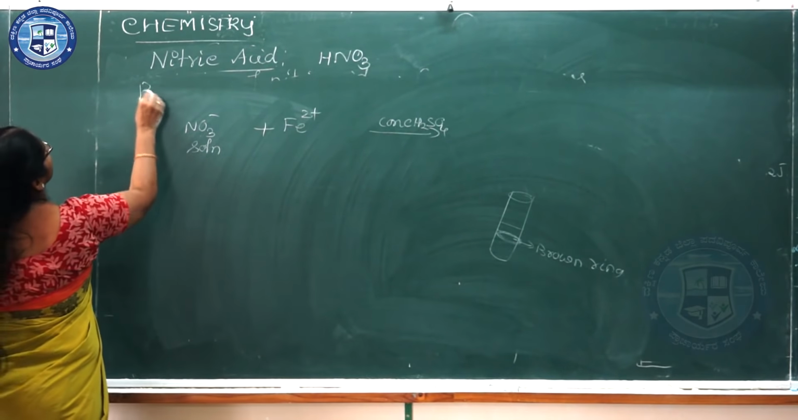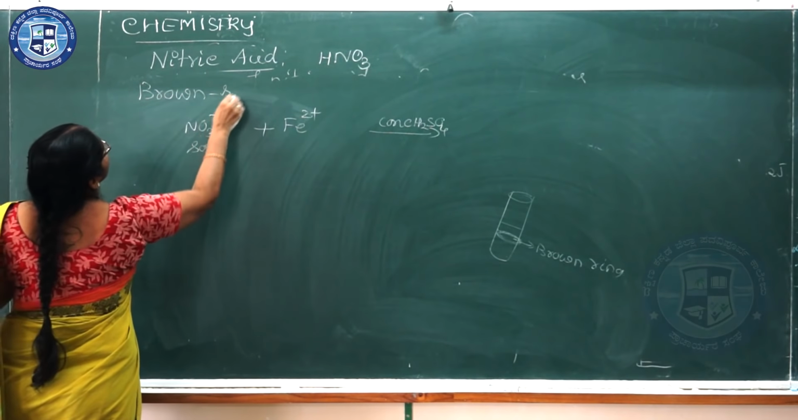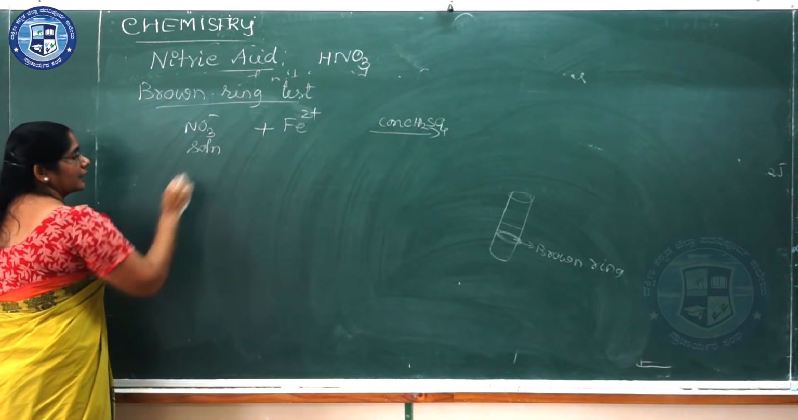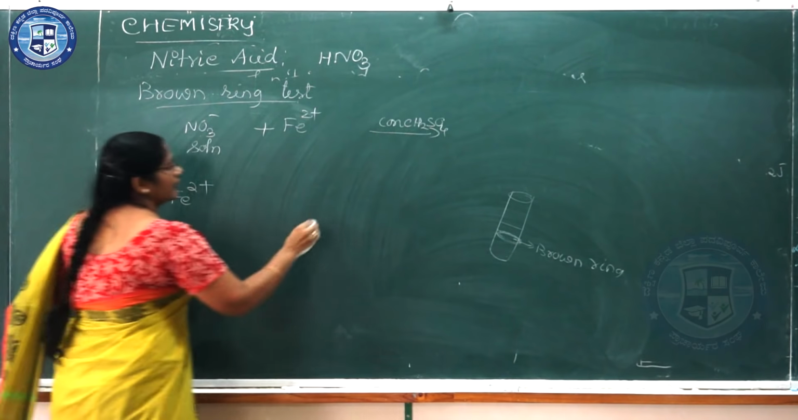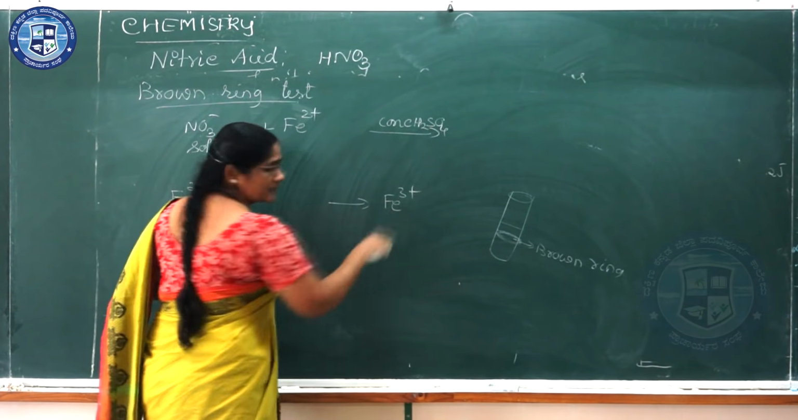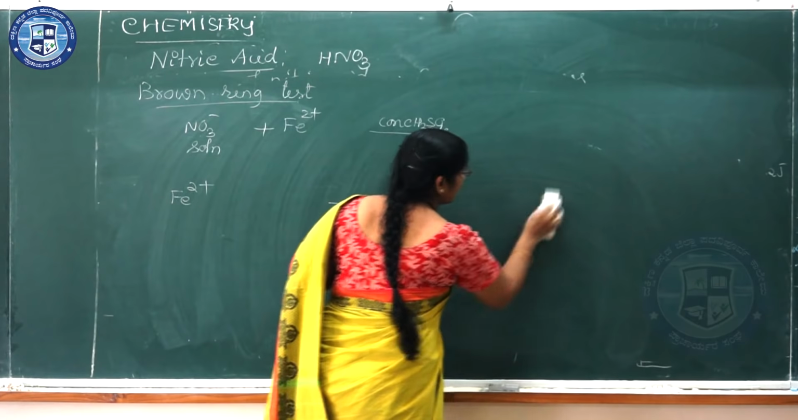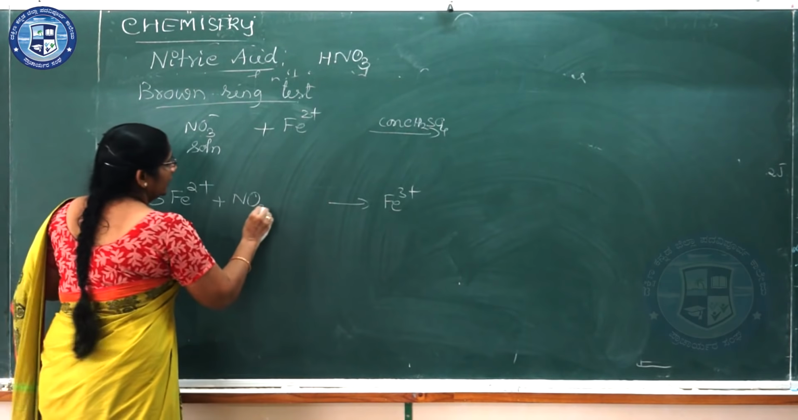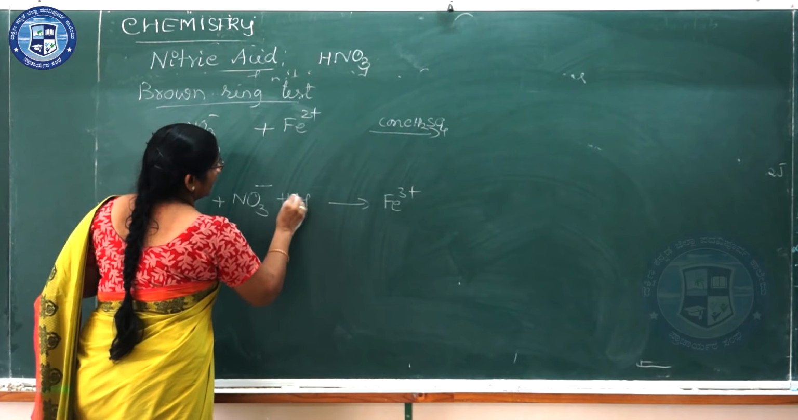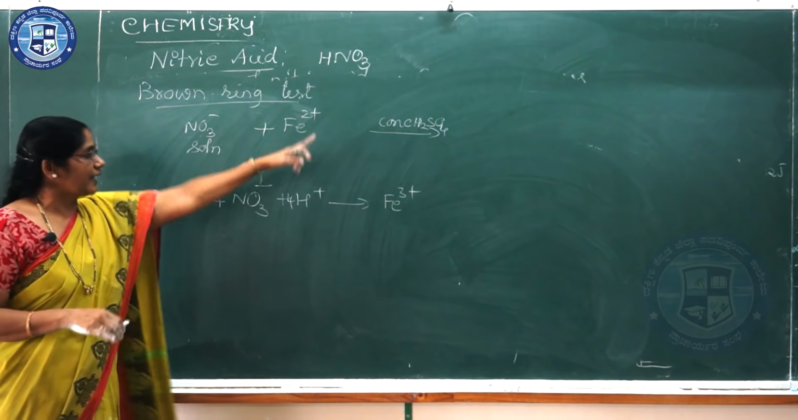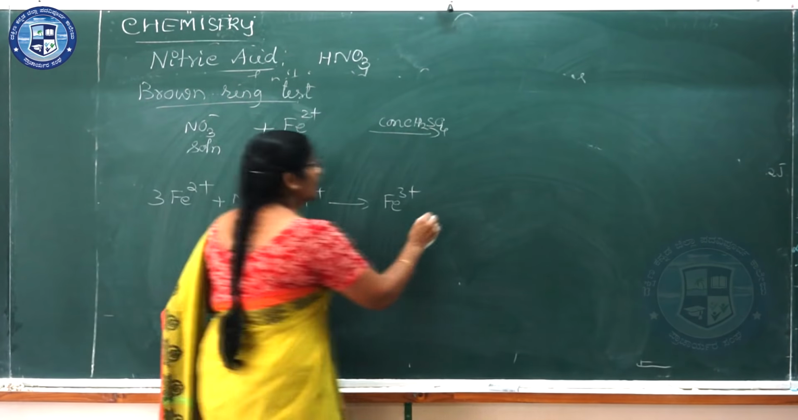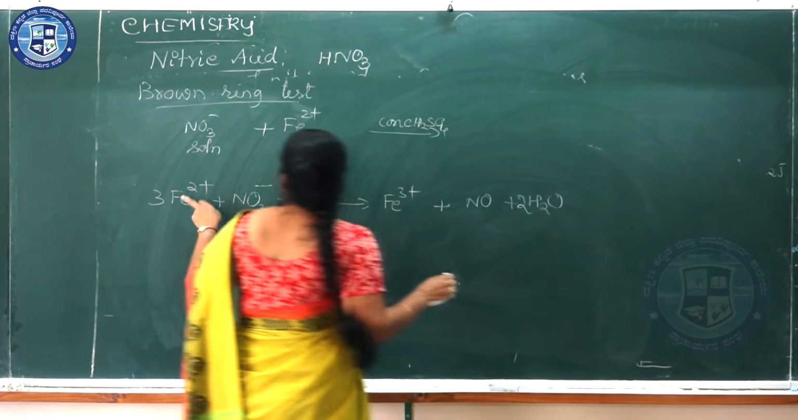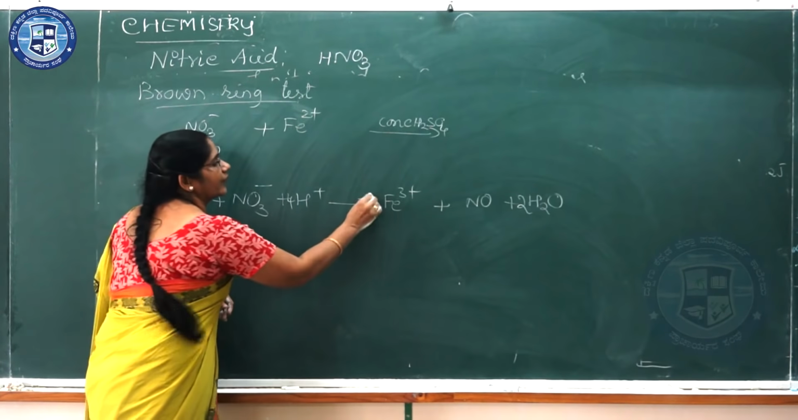What is happening here? This is called the brown ring test. Here the ferrous ions get oxidized to ferric ions and reduce the nitrate ions into nitric oxide. Nitrate ions are reduced in acid medium. In the acid medium, nitrate ions are reduced to nitric oxide and ferrous gets oxidized to ferric.